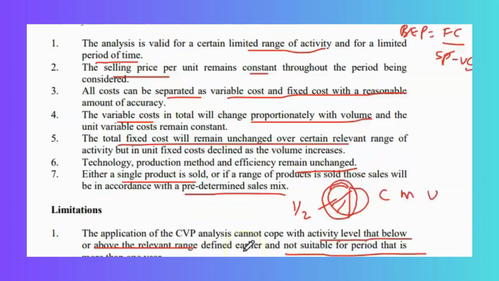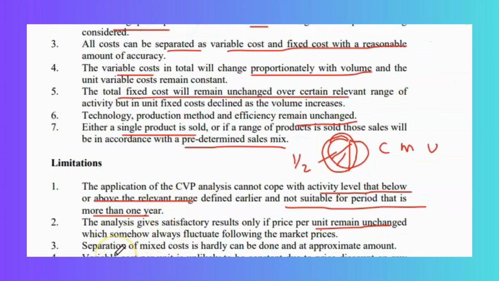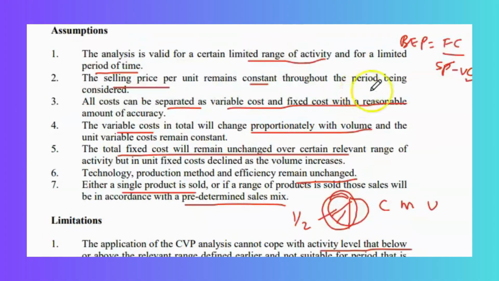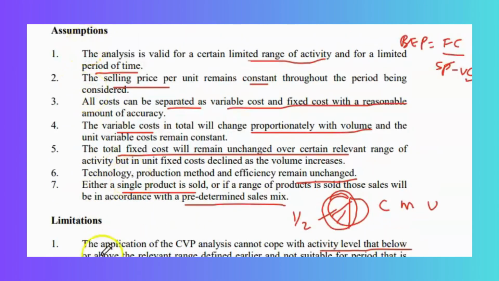Okay. And this analysis only gives a satisfactory result if the price remains unchanged. So that's why we have to assume that it remains constant. Okay. As I mentioned to you, in this analysis we just assume that we only have fixed cost and variable cost. But in reality, we have mixed and step costs. So that's why they say here, separation of mixed cost can hardly be done. So that is a limitation. Alright. Again, whatever assumption here is the limitation here.